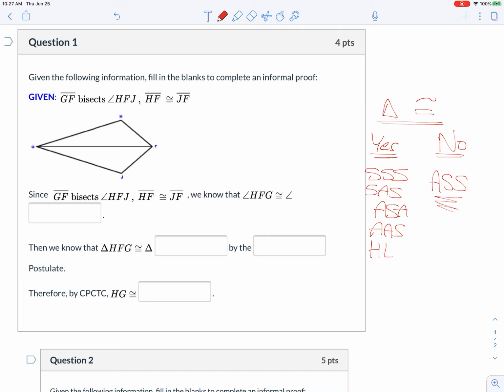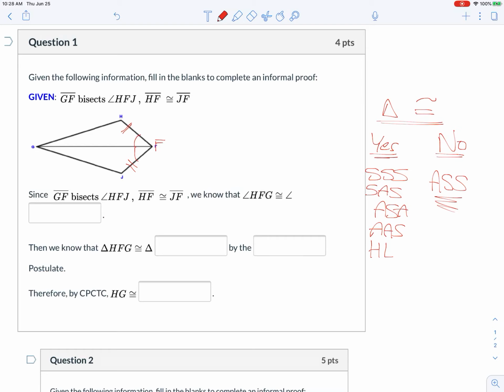For this one, GF bisects HFJ. We don't have marks here, so let's put marks in. GF bisects HFJ, so I'm going to put a mark there. And HF is congruent to JF. That should be an F right there. I think when I snipped it, it didn't come out as well. HF congruent to JF, I'll put marks there for congruence.